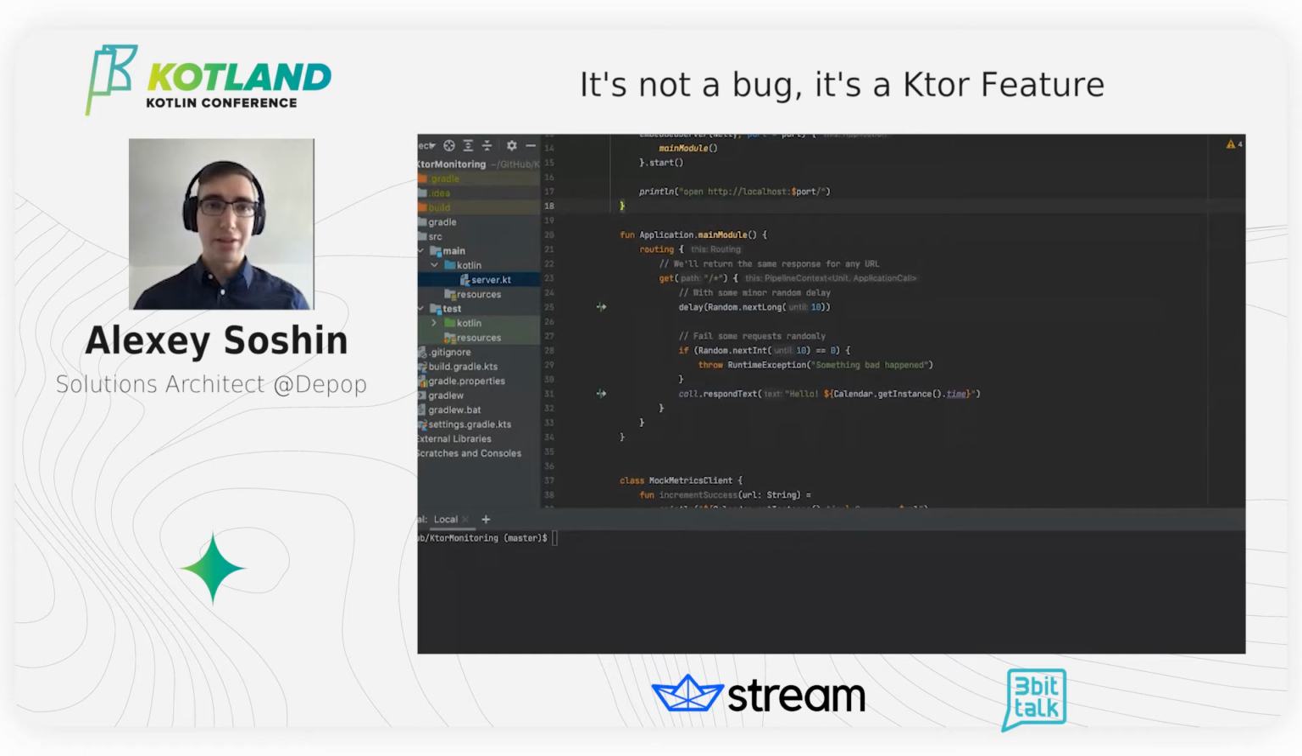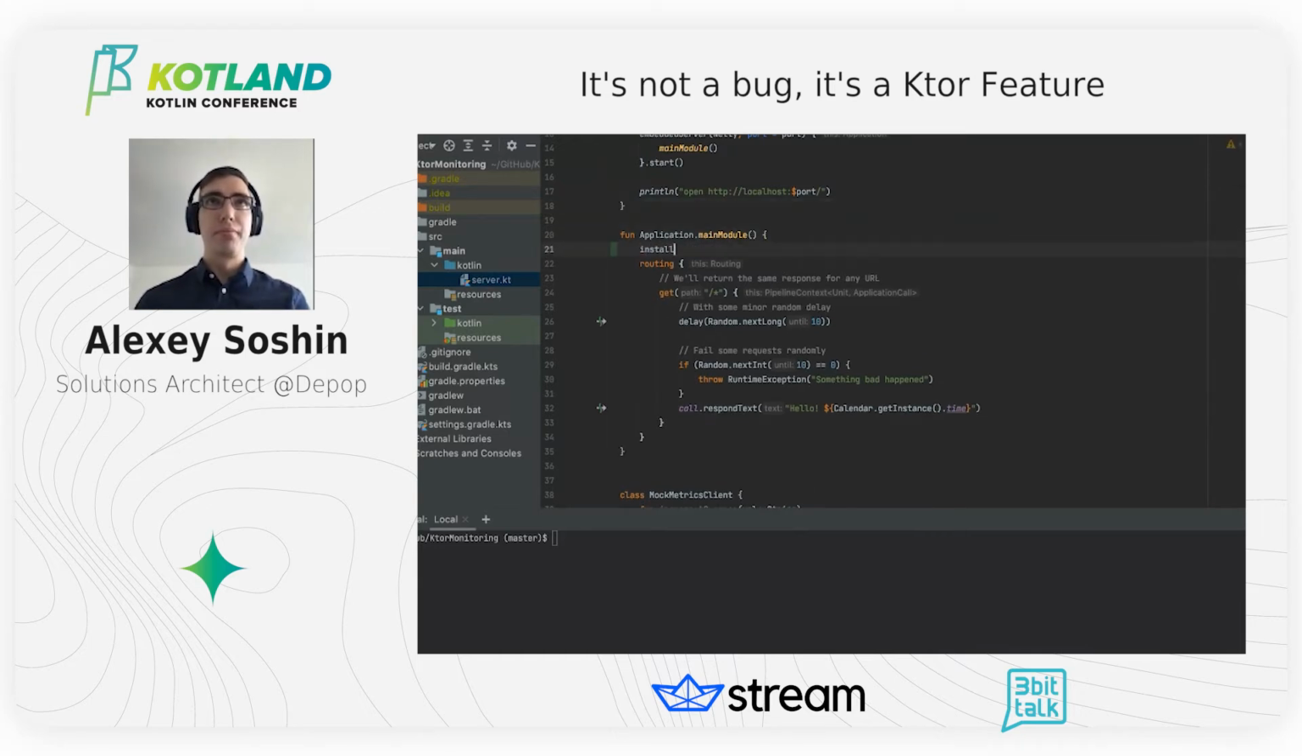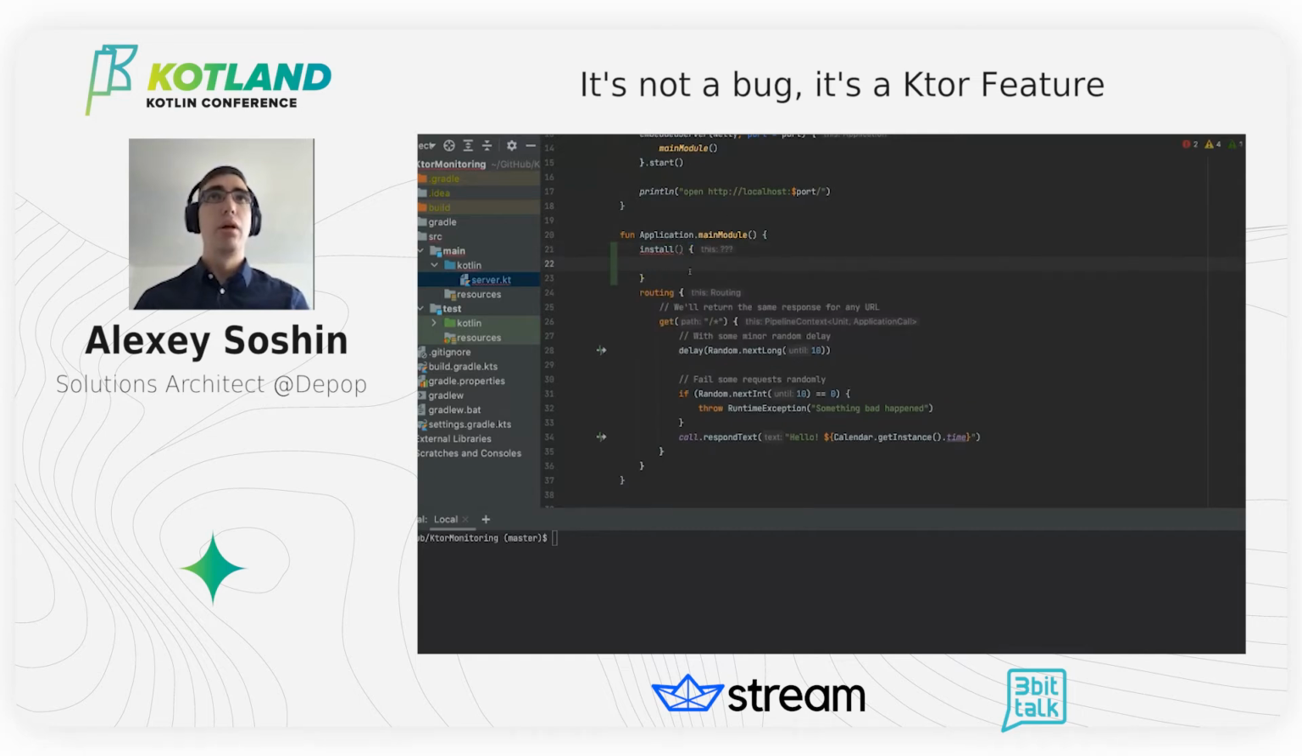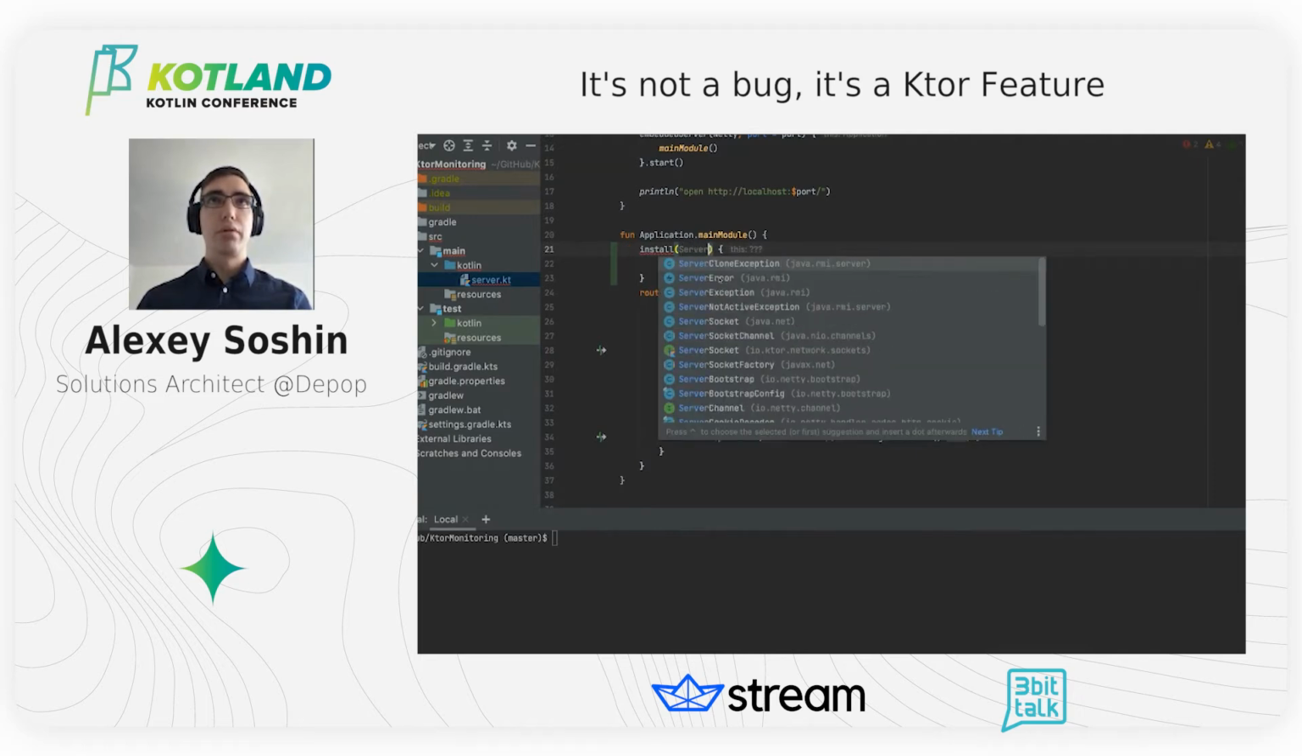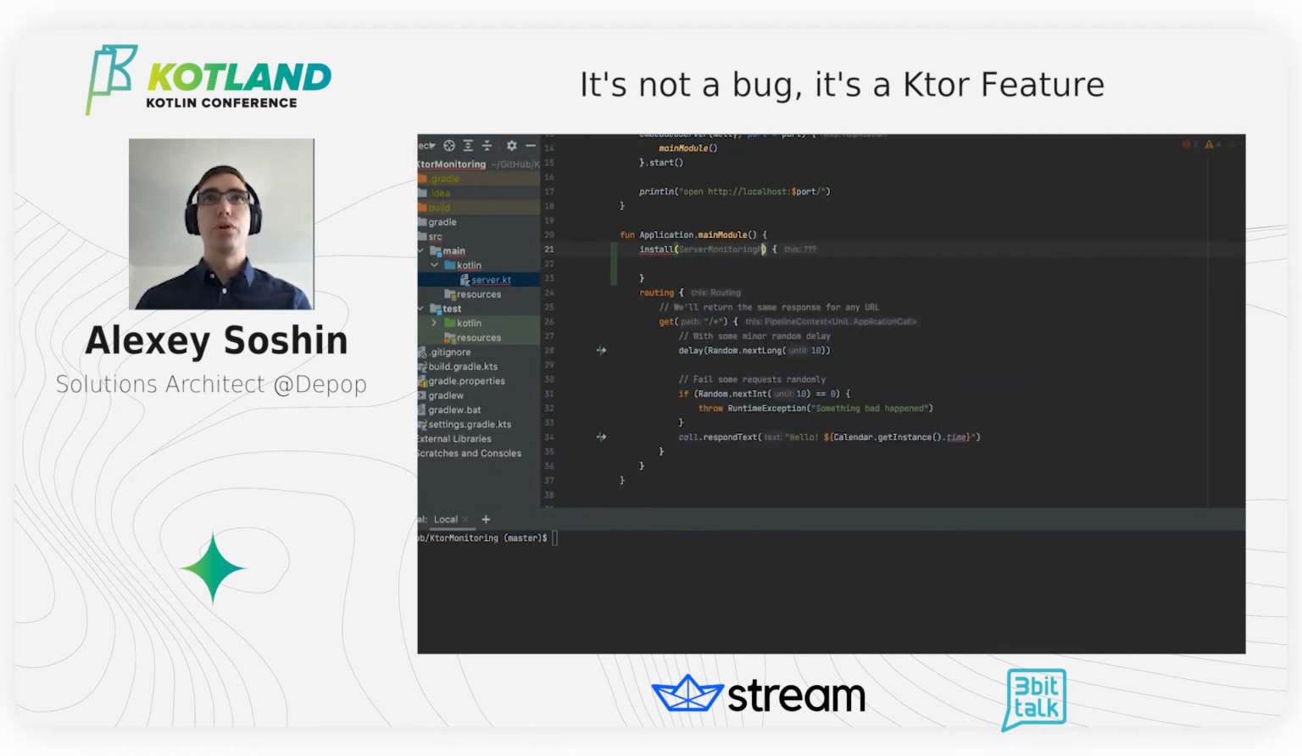Okay, it's time to start. The first thing we need to do is install our plugin. That's the way Ktor handles plugins. That's how you add them. So let's start. We'll use the install function, and here comes the name of our plugin. Let's call it server monitoring plugin.